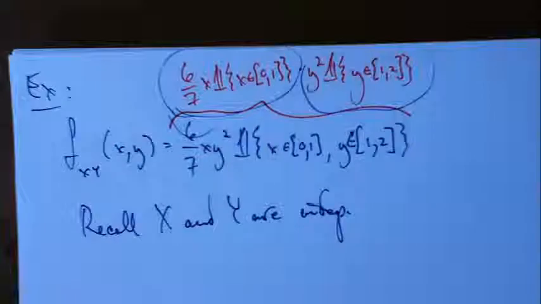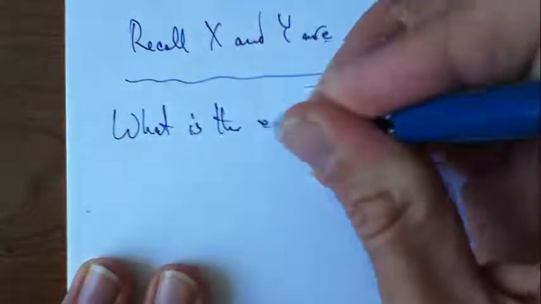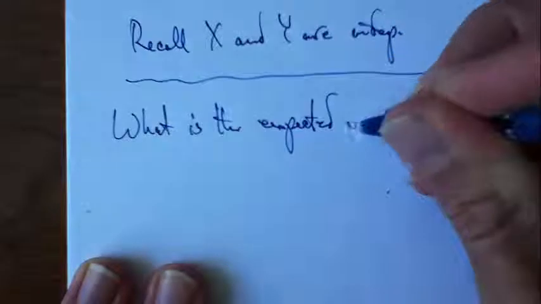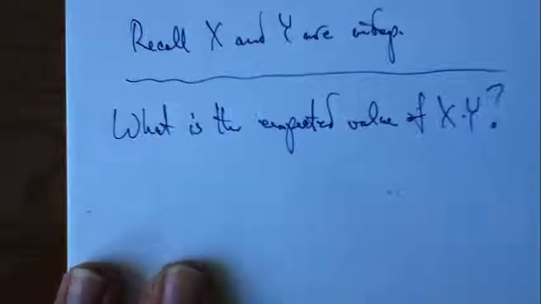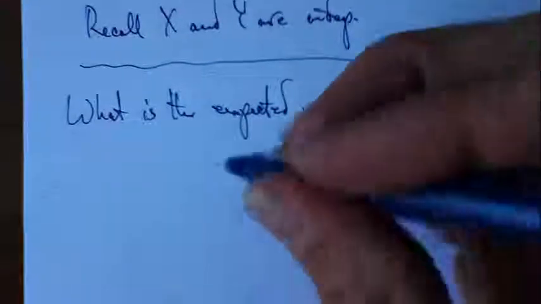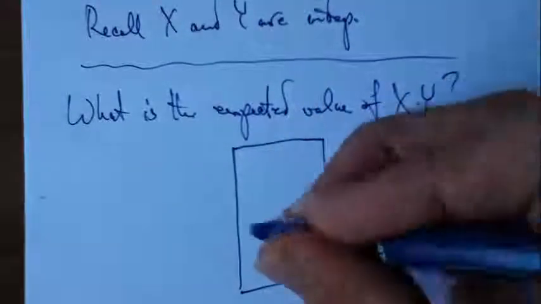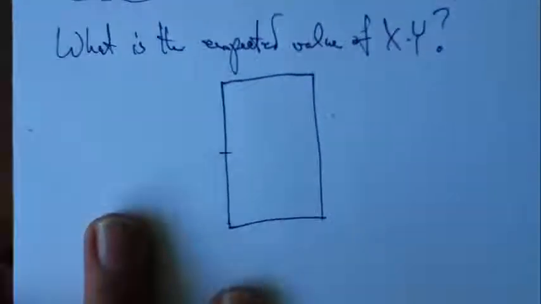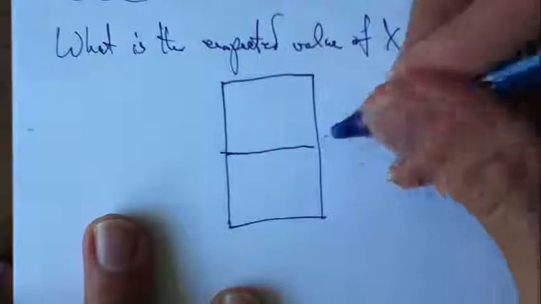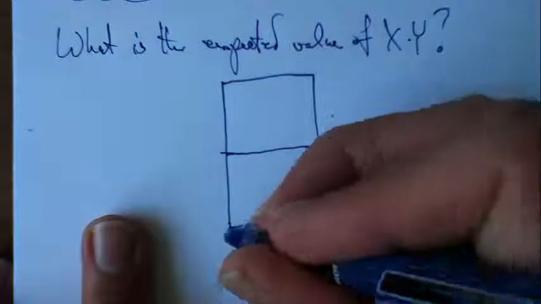Okay, now maybe we're interested in x times y. In fact, what is the expected value of x times y? Who cares about that anyway? Well, let's see. What does x times y physically represent? Here's what it could be. It may be that when we do this little experiment here, we're for some reason interested in the product of x times y. What is the product of x times y?